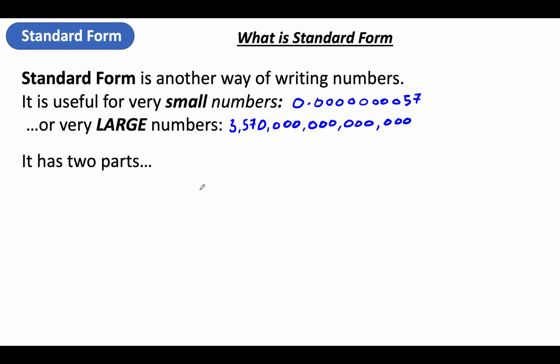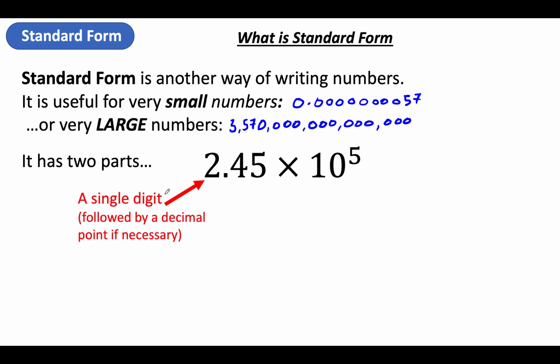Right, standard form has two parts. It is made up of this bit at the front, which is like a decimal part, so 2.45. It is a single digit followed by a decimal point if necessary. It doesn't always have a decimal place, but there is just one single digit at the front, and that front digit cannot be a 0. It must be a 1, 2, 3, 4, 5, 6, 7, 8, or 9. It can't be 2 digits, it can't be 0. And there might be a decimal bit after it. And there's also a power of 10, so 10 to the power of 5 in this case.